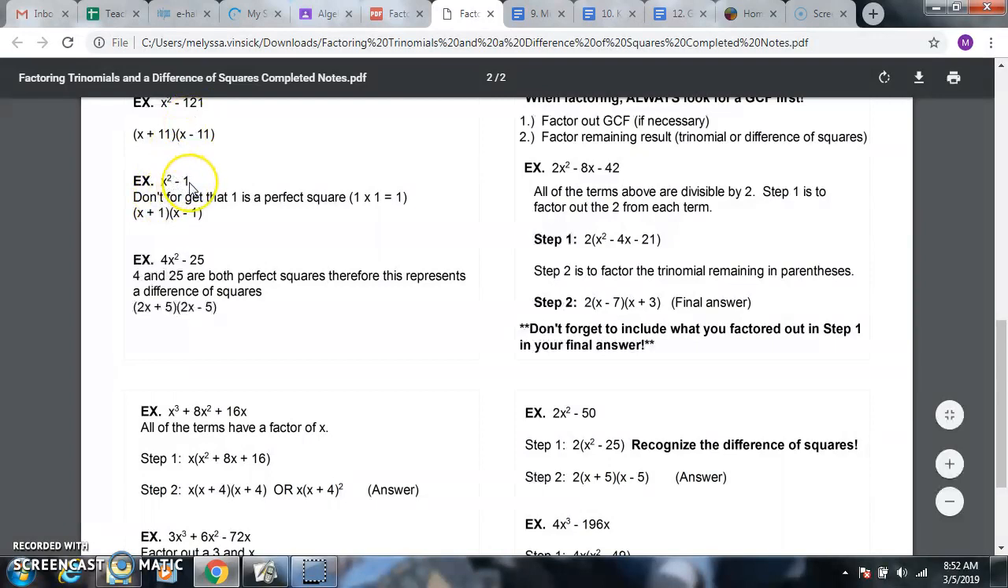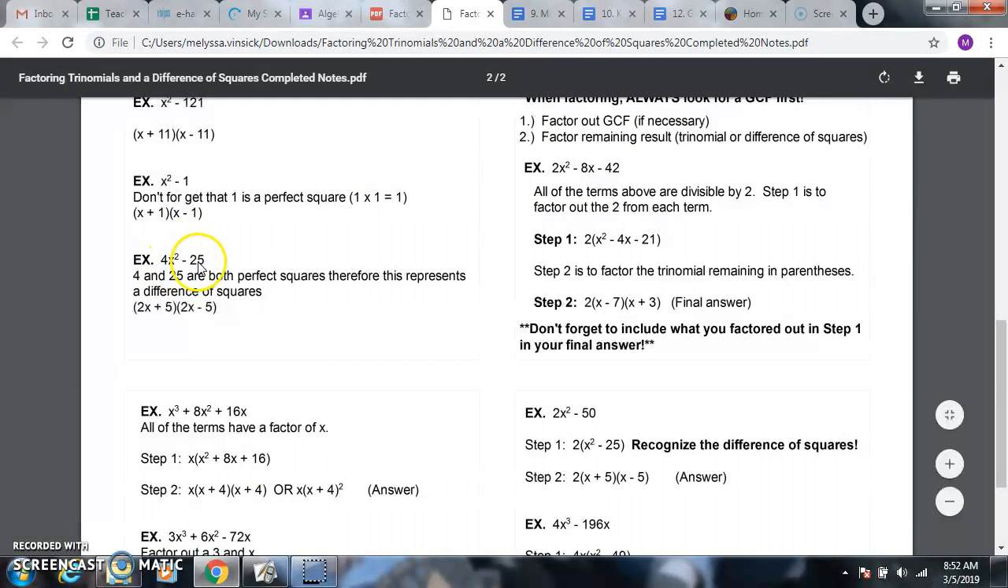x squared minus 1. Again, 1 is a perfect square. 1 times 1 would give you that. So I have subtraction in the middle, and I have a perfect square. So x plus 1, x minus 1.